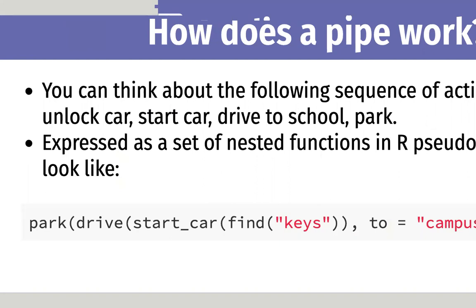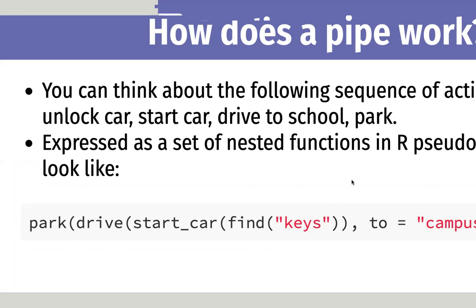So here's an example that I like to give. The sequence of actions would be like, you're going to find a key, then you're going to unlock your car, and then you're going to start your car, and then you're going to drive to school, and then you're going to park. And so the way that R works, if you're trying to dictate a sequence of functions, R reads from inside out. So if you do this as nested functions, which is the more traditional way, you would need to read it from the inside and out.